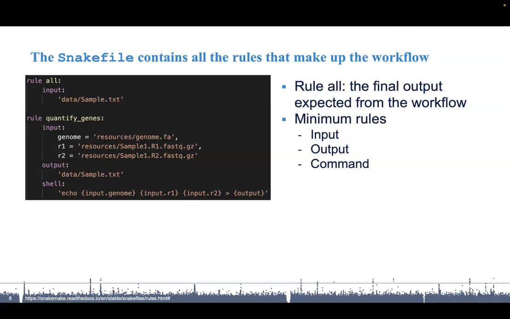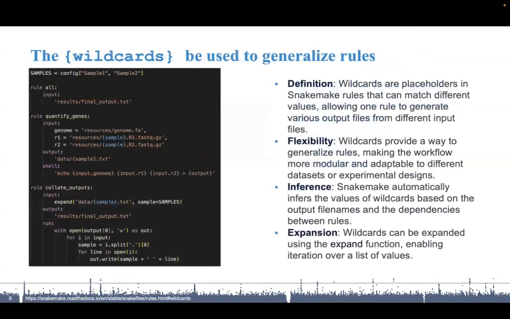Okay, so this is making one file called sample.txt. But what if we want to do more than one sample? And this is where Snakemake becomes more powerful, where we start introducing wildcards. The idea here is to start generalizing what our expected inputs and outputs are. So here we're basically saying at the top that we have two sets of files called sample1 and sample2. And we want to run this pipeline on both those samples at the same time.